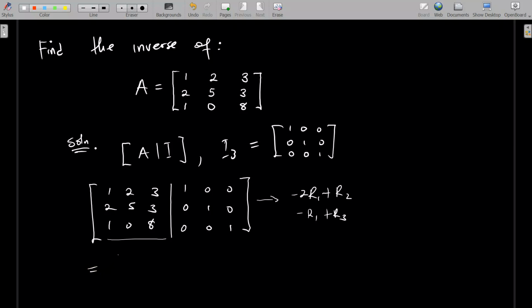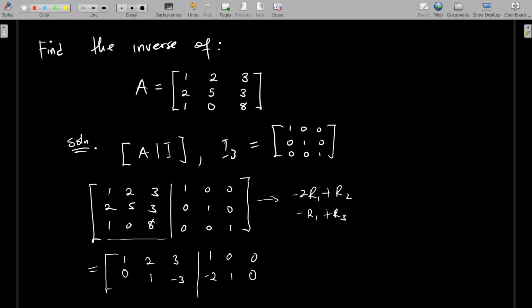So we will have our first transformation to be 1 2 3, and on the other side I still have 1 0 0. Below the 1 I have 0 here, and then -2 times 2 is -4 plus 5 is 1, -2 times 3 is -6 plus 3 is -3. On the other side, -2 times 1 is -2 plus 0 is -2, and -2 times 0 is 0 plus 1 is still 1, so I still have these there.